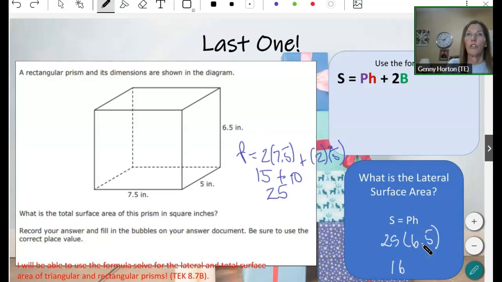Remember, that does not include the bases. So really, if you went on to find the total surface area, you would just add in twice the area of the base.